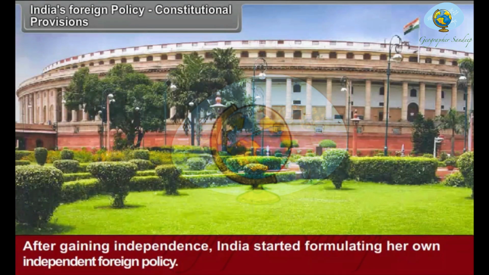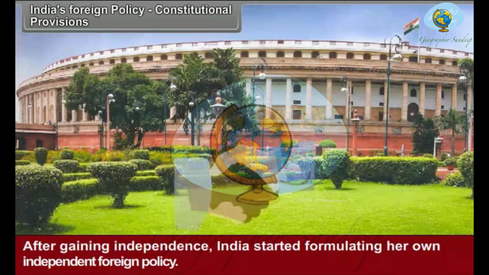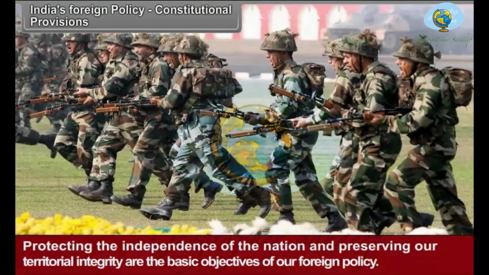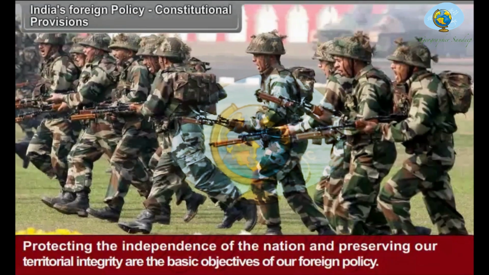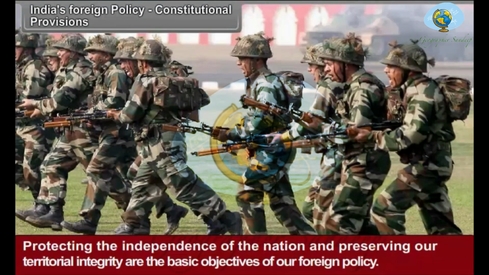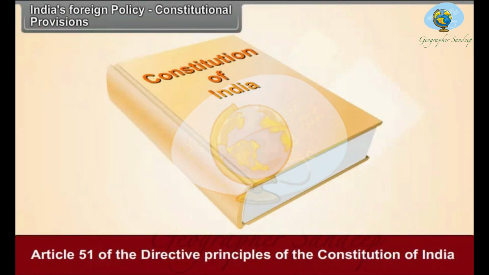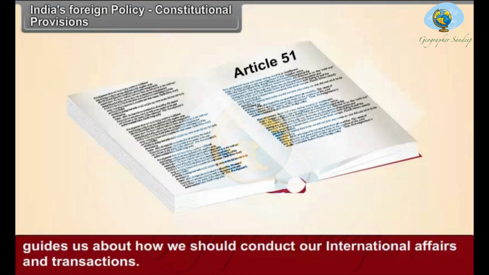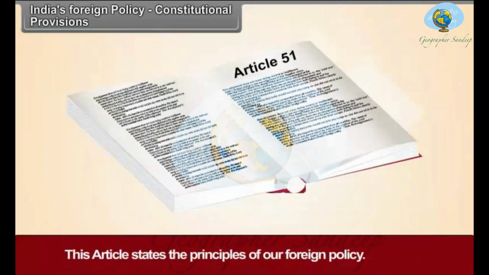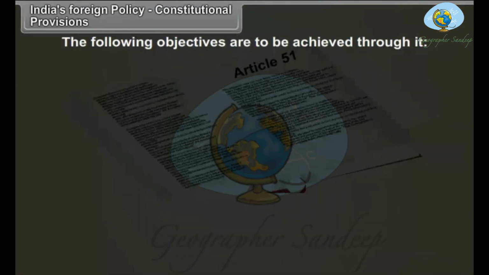After gaining independence, India started formulating her own independent foreign policy. Protecting the independence of the nation and preserving our territorial integrity are the basic objectives of our foreign policy. Article 51 of the Directive Principles of the Constitution of India guides us about how we should conduct our international affairs and transactions. This article states the principles of our foreign policy. The following objectives are to be achieved through it.